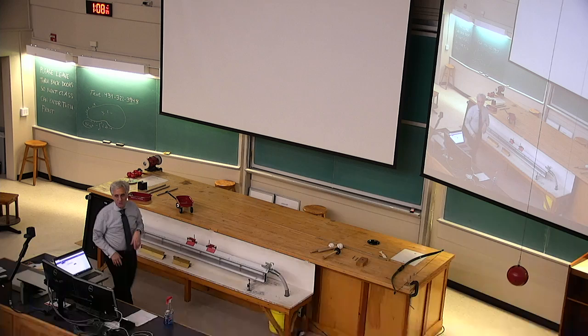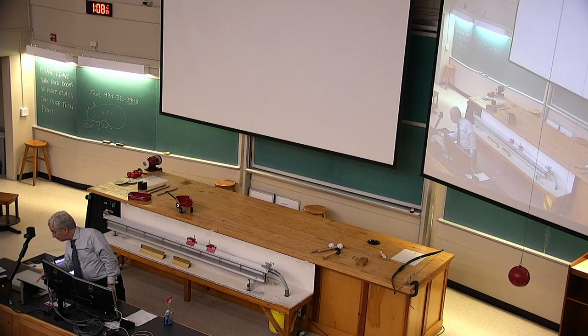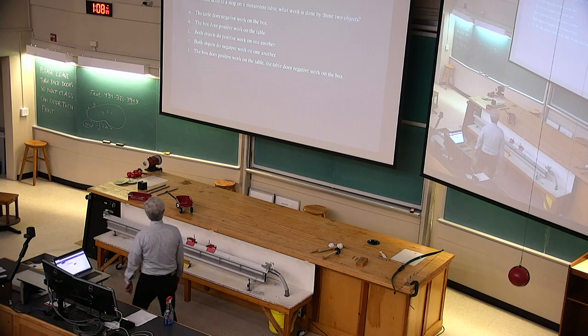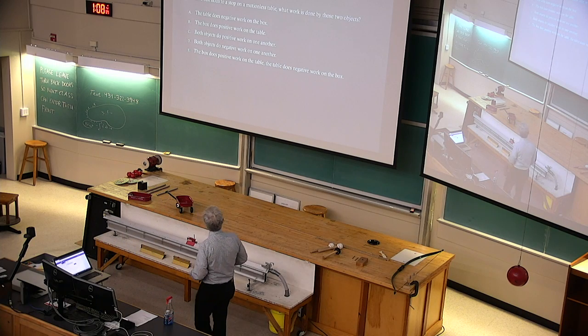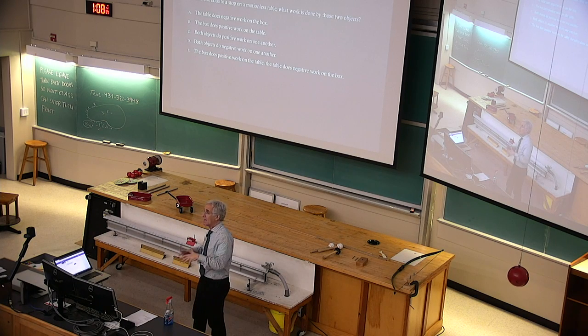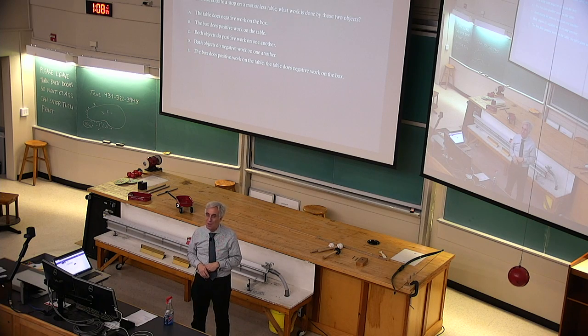And the question I want to ask you is this one. So when the box in this wagon skids to a stop on a motionless table, what work is done on those two objects? So the box/wagon and the table. You okay with the question? Are there questions on the question?